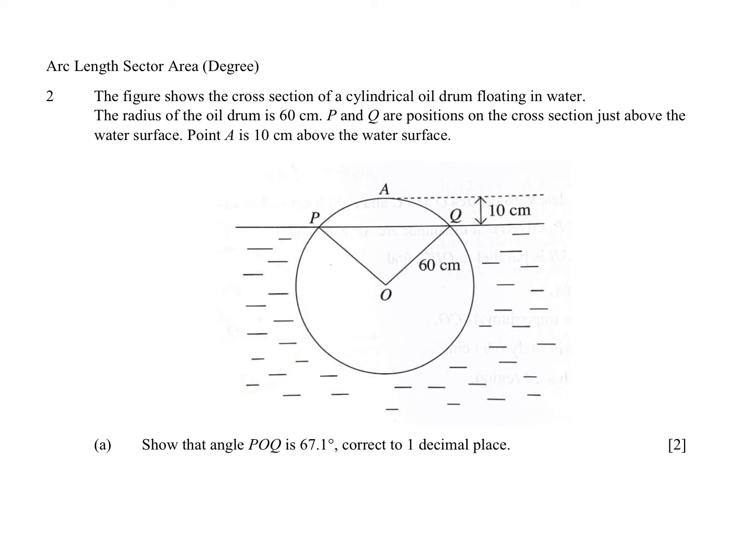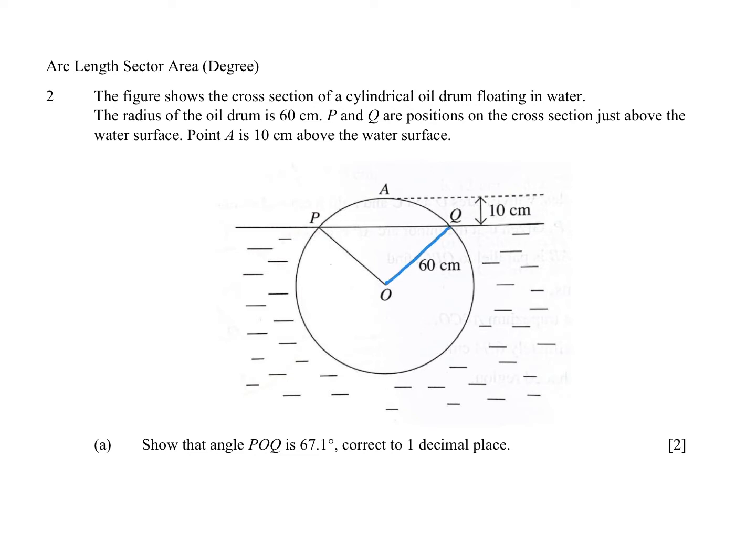This figure shows the cross section. So it's not just a flat drum, it's a full physical cylindrical oil drum. There's some thickness behind it, but we're just looking at the cross section. The cross section of this oil drum is actually a circle. As you can see, the radius of the oil drum is 60 cm. So we know that this is the radius over here, 60 cm.